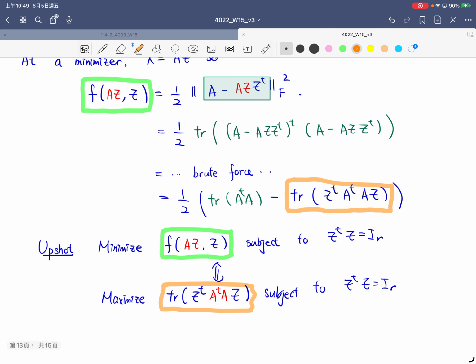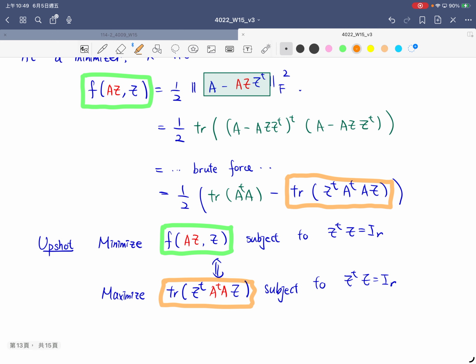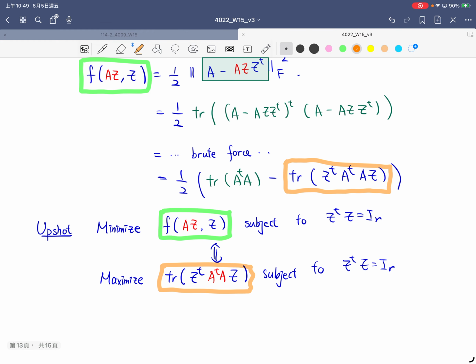So this is the purpose of doing this ugly algebra: to transform your question of minimizing what you want into maximizing a certain trace, okay? I don't know whether you're sensitive enough, but whenever you see A transpose A, either it will trigger some of your memory or trigger your PTSD, because we've seen this matrix a lot of times before the midterm.